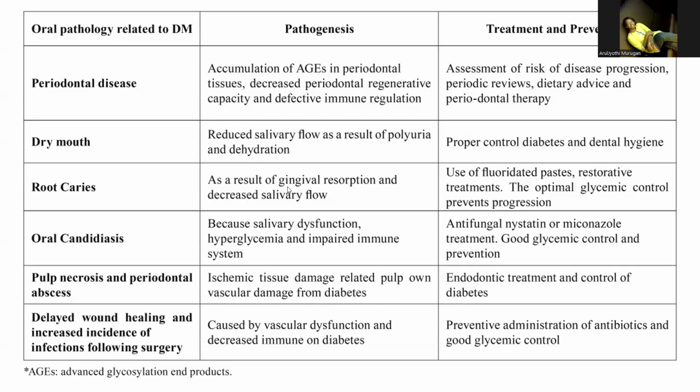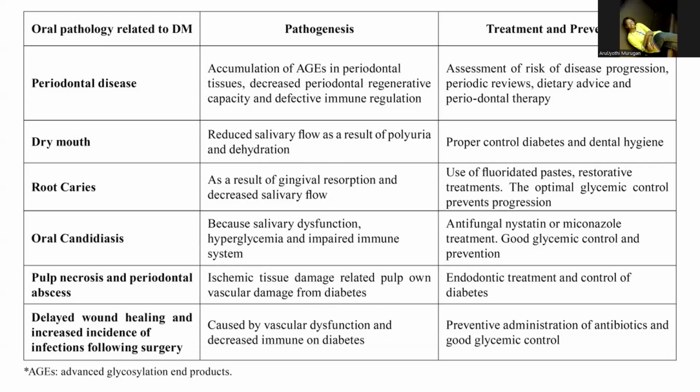Root caries is a result of gingival recession and decreased salivary flow, which provides an environment for local factor accumulation, and there is no flushing activity of the saliva. So this can be prevented by using fluoridated paste, restorative treatments, and controlling the glycemic level. Oral candidiasis is a coexisting opportunistic infection due to dry mouth, salivary dysfunction, hyperglycemia, and immune system impairment. The treatment would be antifungals like nystatin, or miconazole. Good glycemic control is also essential.